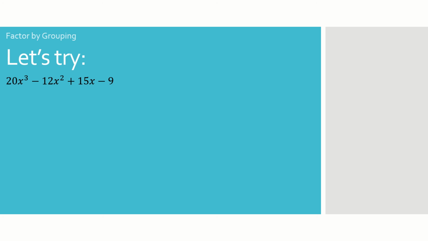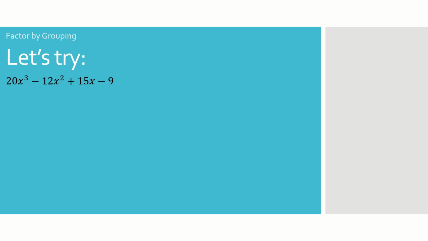Here we have 20x to the third minus 12x squared plus 15x minus 9. There's 4 terms there, so eventually we're going to take a look at doing the grouping method. But remember, the first thing we always need to check is, is there a greatest common factor of all 4 of those terms? Well, I have 20, 12, 15, and 9. The factors of 9, and I'm choosing that because that's the smallest number there. So the factors of 9, I have 1, 9, and 3, and 3. So 1, 3, and 9 are my factors.